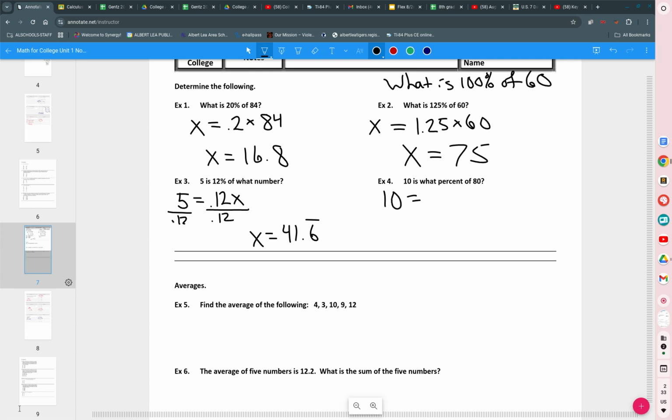Right, 10 is what percent of 80? So x is the what, of 80, so times 80. The way I'm going to solve that is I divide both sides by 80. 10 divided by 80 is 0.125. So if it says 10 is what percent of 80, 10 is 12.5% of 80. So there's a little introduction into our percents.